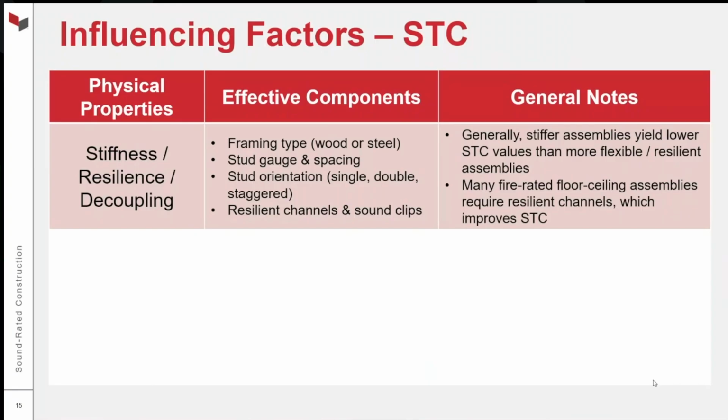So the first, we're going to start left to right here. The physical property I want to talk about first is stiffness, which I've kind of added with resilience and decoupling. And really what this has to do with is your framing conditions. Framing conditions are 9 times out of 10 the most significant influencer on STC for your assembly.